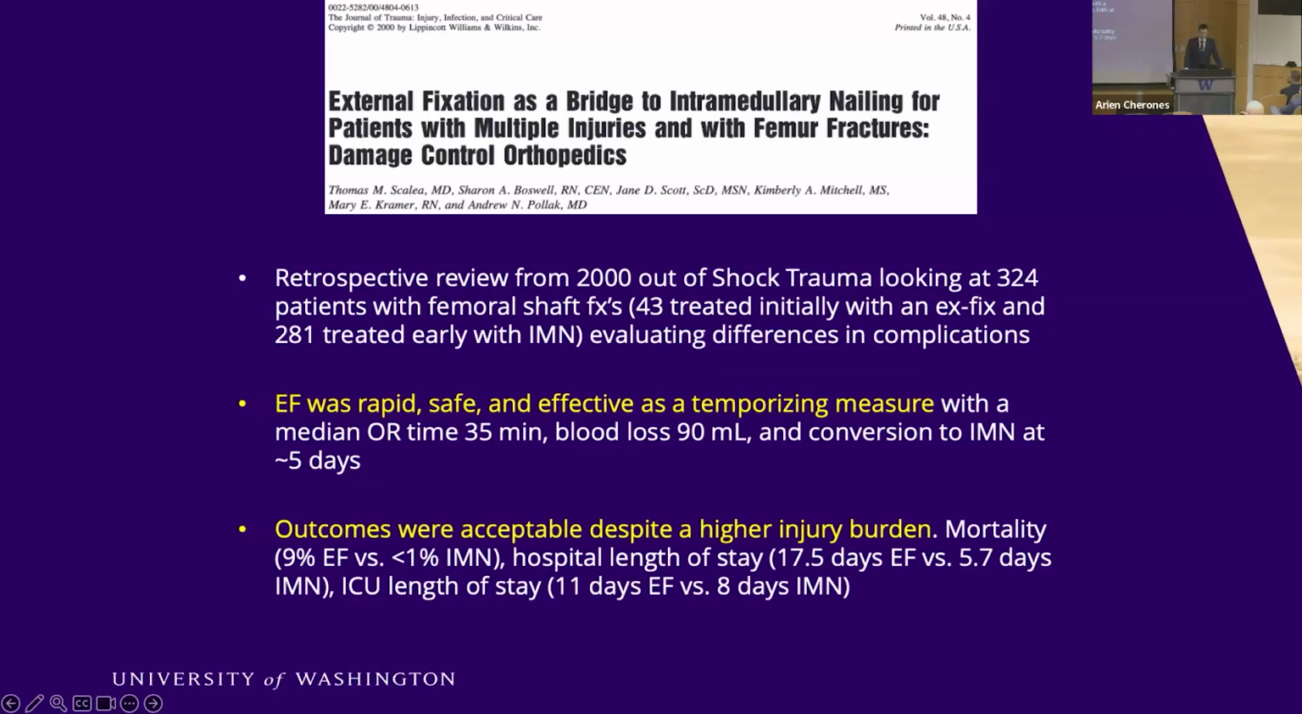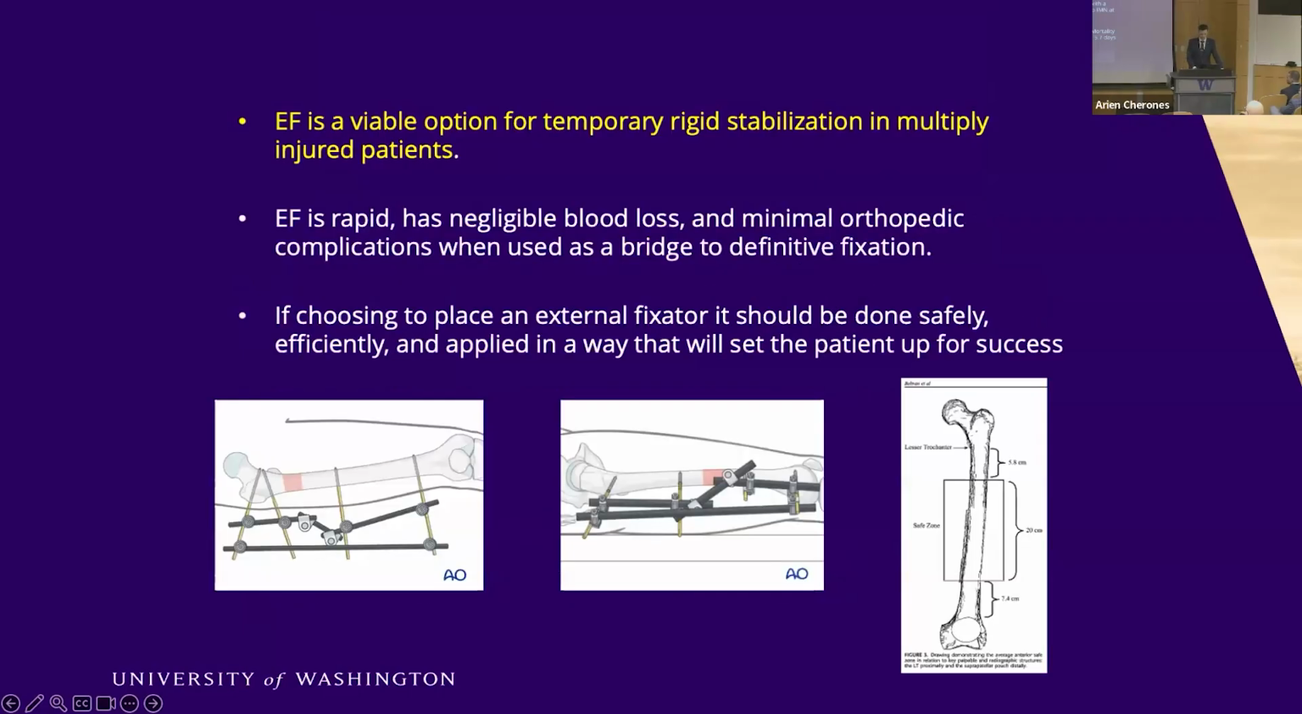And they found that external fixation was rapid, safe, and effective as a temporizing measure, at a median OR time of 35 minutes, with minimal blood loss, and they converted to intramedullary nailing in around 5 days. And they felt the outcomes were acceptable despite these patients being much sicker. And so they deemed that external fixation was a viable option for temporary rigid stabilization in multiply injured patients. It's rapid, has negligible blood loss, and minimal orthopedic complications when used as a bridge to definitive fixation. And if choosing to place an X-fix, it should be done safely, efficiently, and applied in a way that's going to set the patient up for success.